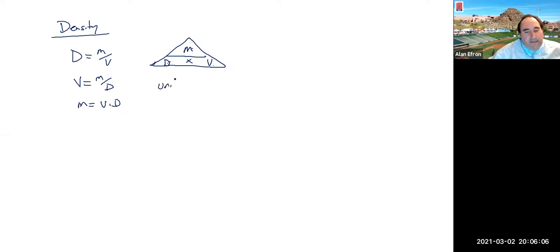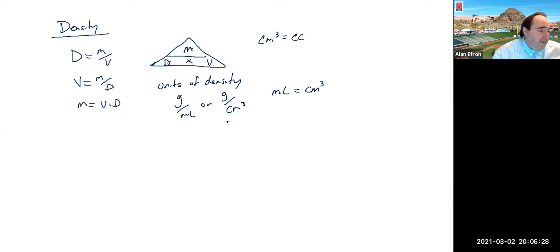Common units of density are grams per milliliter or grams per cubic centimeter. Remember that a milliliter is the same thing as a cubic centimeter, which is the same as a cc. Like in those medical shows, when they say give the guy 5 cc's of something, they're saying give the guy 5 milliliters of something. That is basically the same thing.